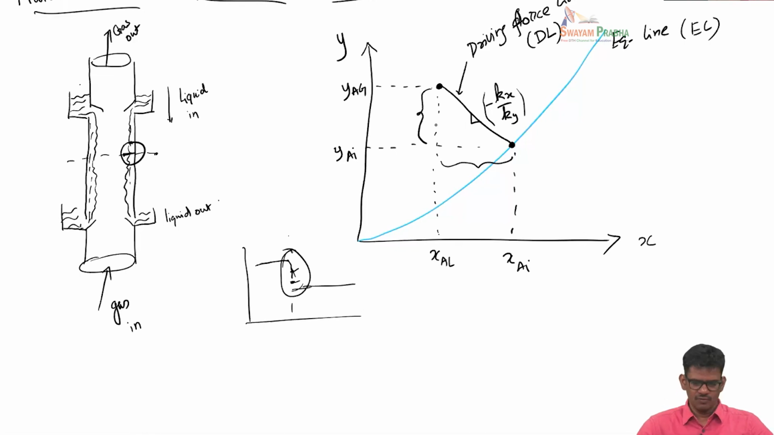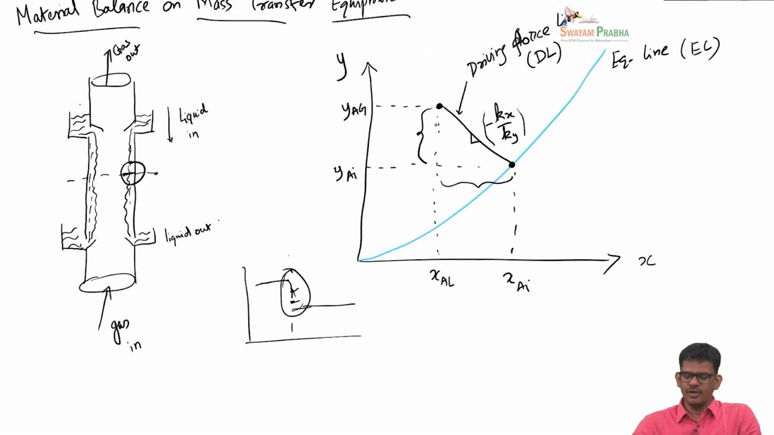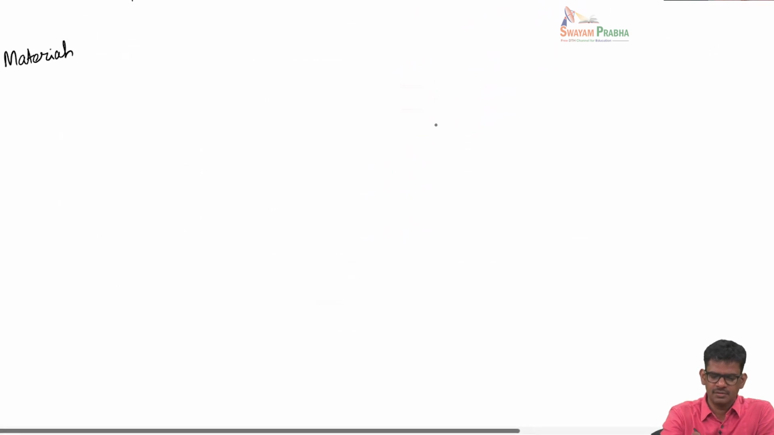I also mentioned that here the gas was flowing from bottom to top, liquid was going from top to bottom. So it's called a counter current flow. Now I'm going to start with the co-current flow. I'll come back to counter current later. So let's do material balance in a co-current process.